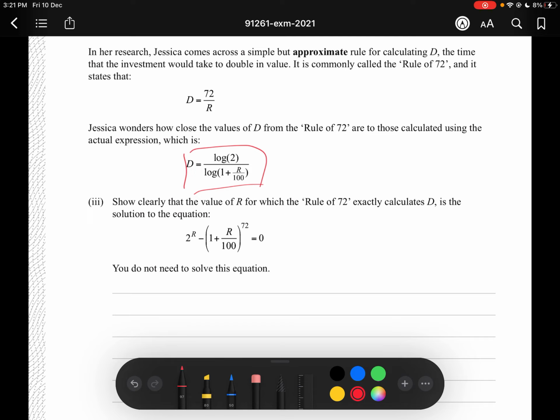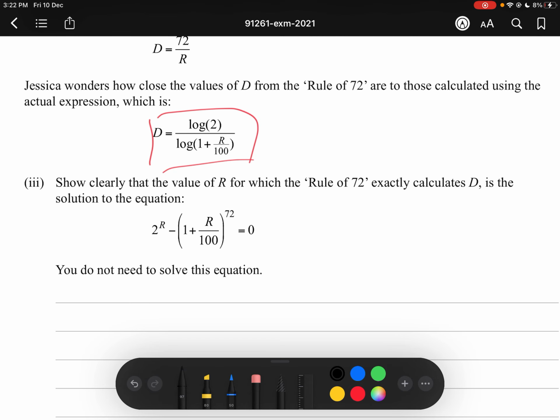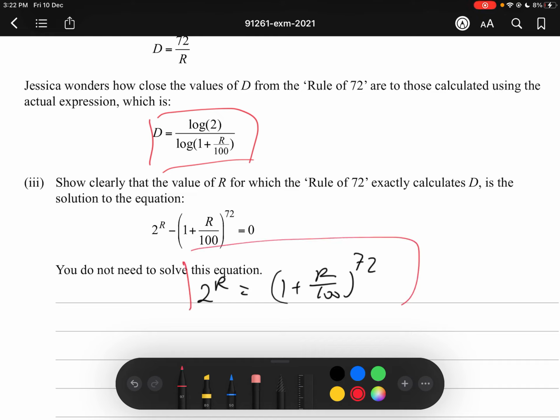So we want to show that the value for R that calculates D is a solution to 2 to the power of R minus 1 plus R over 100 to the power of 72 equals 0. In this case, what we want to prove is, if we just add 1 plus R over 100 to the power of 72 on both sides, we'll see that 2 to the power of R is 1 plus R over 100 to the power of 72. So this is our target equation. This is basically what we want to prove. Okay, so that's our target proof.